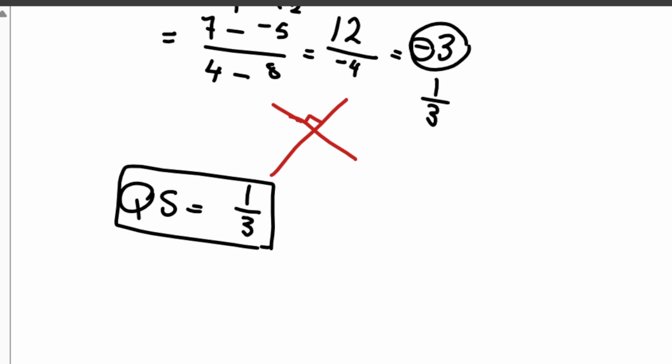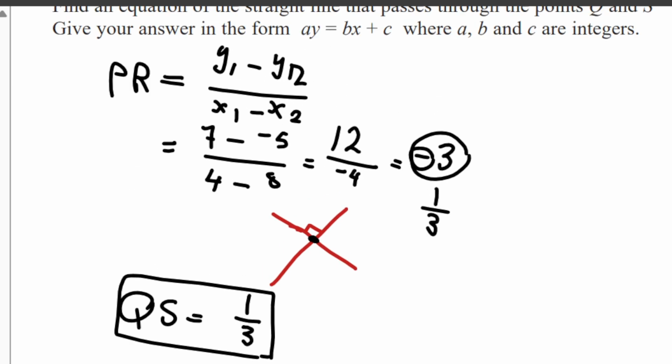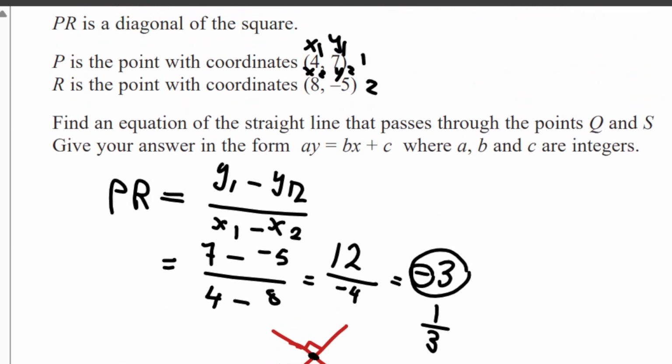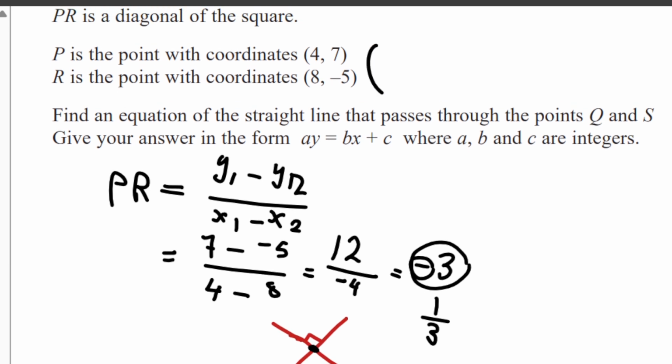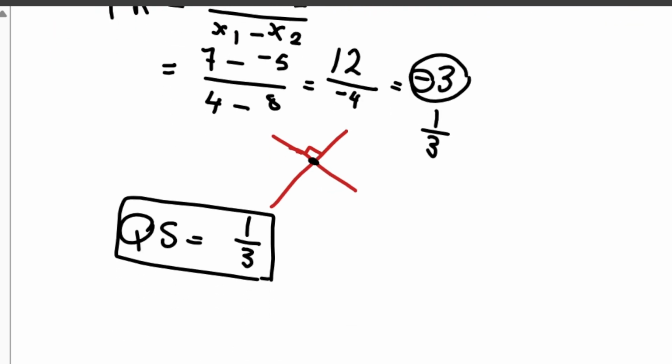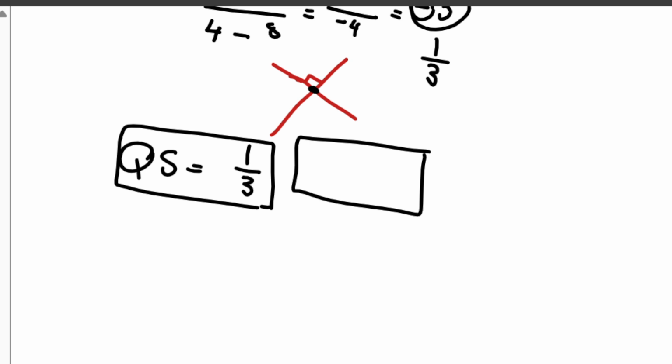Now we need to find a point that QS goes through, which is the midpoint. Now how do we find the midpoint? If you have 2 points and you want to find the midpoint, you just add the x values and divide by 2, and add the y values and divide by 2. So the midpoint will be 4 plus 8 is 12, divided by 2 is 6. 7 plus -5 is 2, divided by 2 is 1. So we got the slope and we got a point, which is 6 and 1.